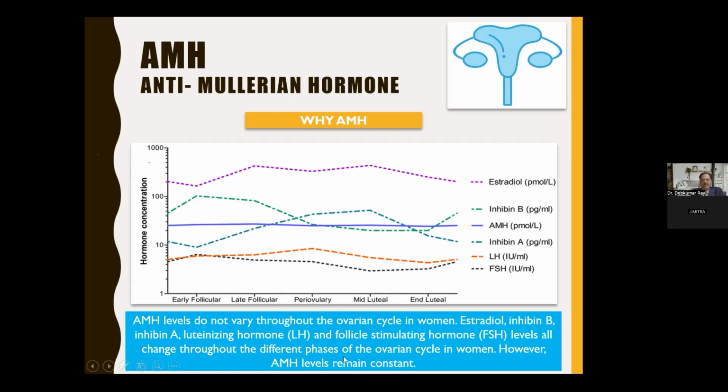So that's why we have written here that all hormonal levels will vary, changing throughout the different phases of the ovulation or ovarian cycle, like early follicular phase, late follicular phase, periovulatory phase, mid luteal phase, and end luteal phase. But this is constant. What I'm saying is, the AMH level remains constant, this blue line.